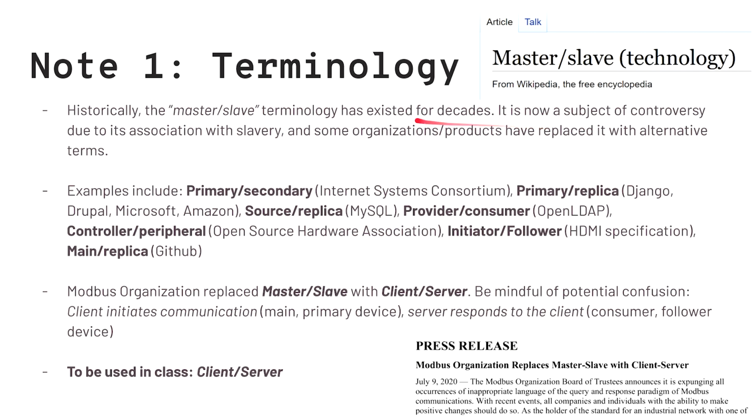So historically, and you may see it in the readings and over the internet, the term master-slave has existed for decades. Nowadays, it's been a subject of controversy because of its association with slavery, and many organizations are starting to replace it with alternative terms. For example, primary, secondary, primary replica, source replica. Depending on the application, there could be better ways to represent the idea of having a main device and a secondary device that are communicating, and who is actually initiating the communication and who is actually consuming the communication.